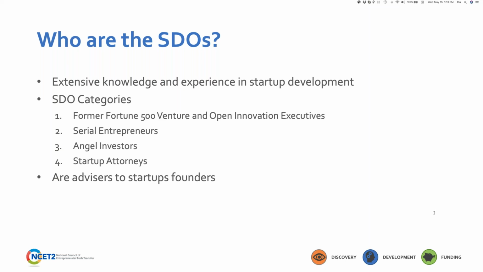The next group is serial entrepreneurs. So startups, obviously, need a lot of help in succeeding. The risks are against them to begin with, and a lot of the startups we work with from universities have research teams, science teams, and they don't have a lot of entrepreneurial experience. So they definitely need help when they come up against problems that they just don't know how to solve. So our SDOs that are serial entrepreneurs can help them with those issues as they come up.